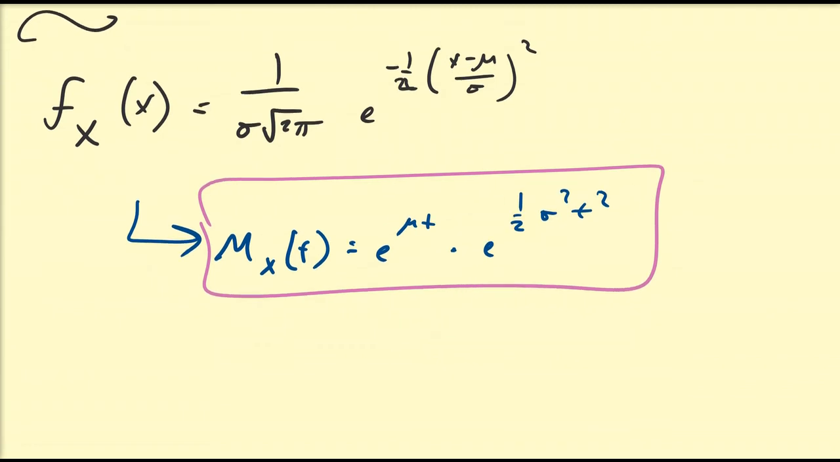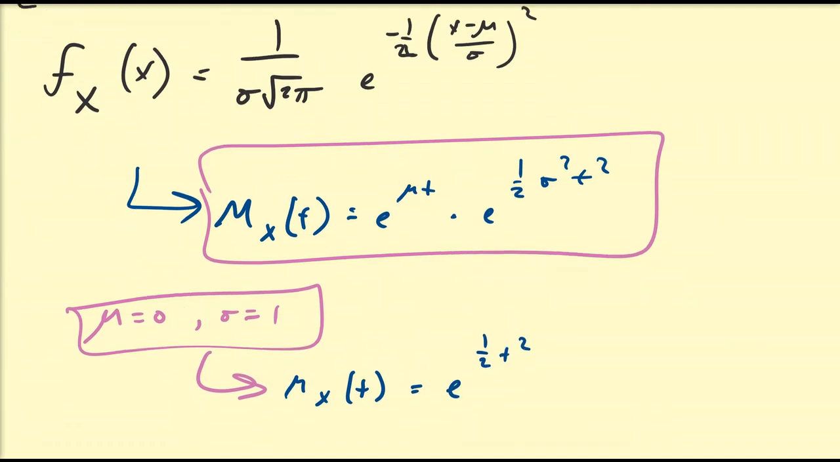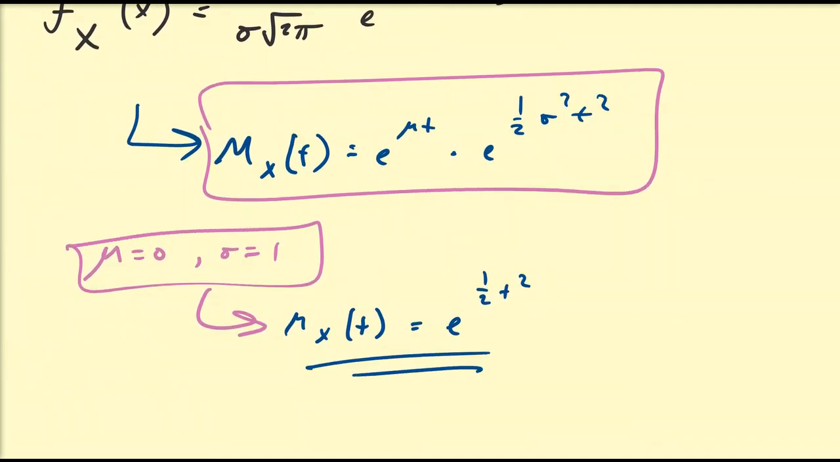So one can clearly see if mu is equal to 0 and sigma is equal to 1, then that turns it into a standard normal random variable. If mu is 0, that term in the front disappears, and then we're just going to have e to the 1/2 t squared, which is our standard normal distribution. And this is just going to be our normal moment generating function.